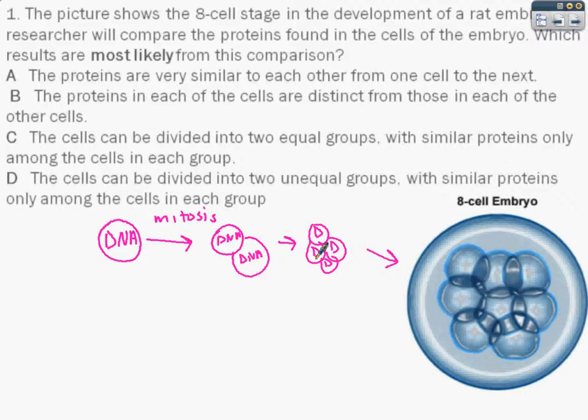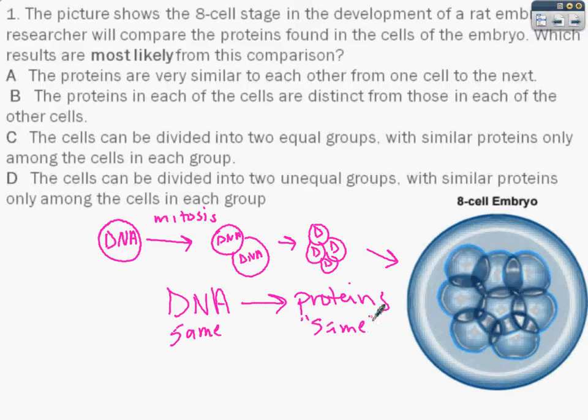And so this question, its choices all deal with proteins. We remember DNA is the instructions to make proteins. And so if we have the same DNA, you should get the same proteins. So if we're looking at these choices, on A, the proteins are very similar to each other from one cell to the next.